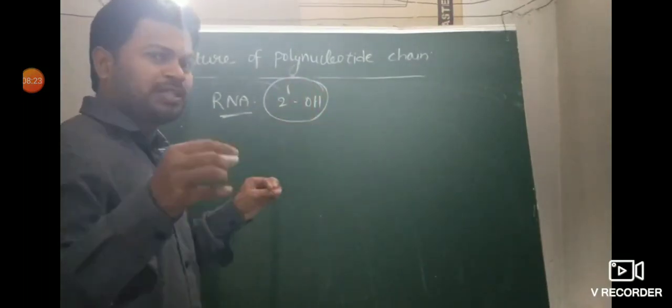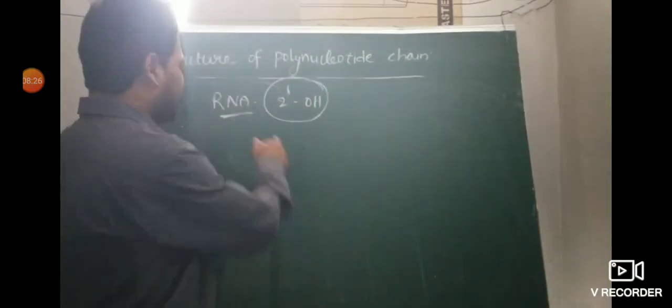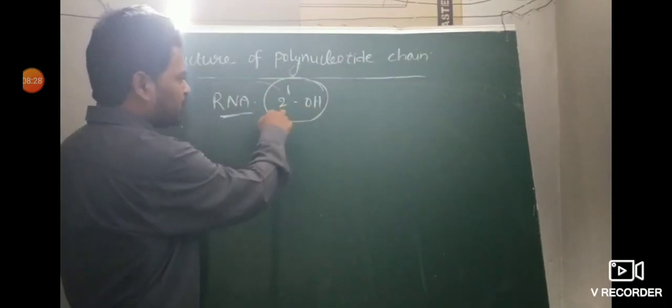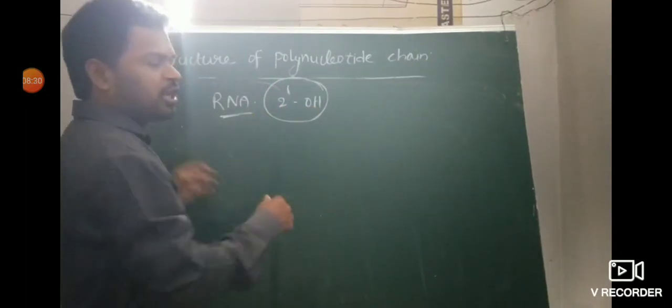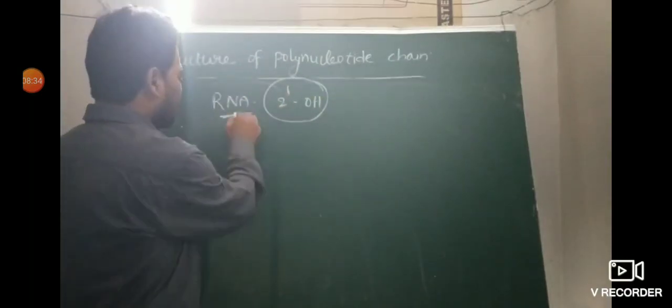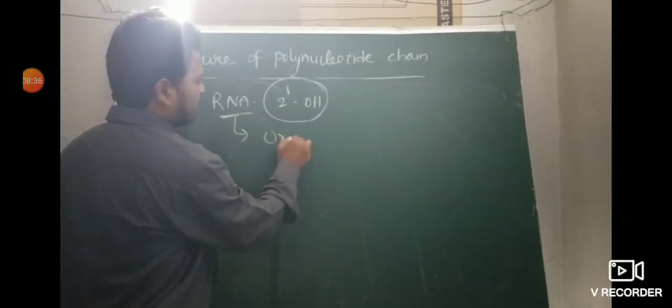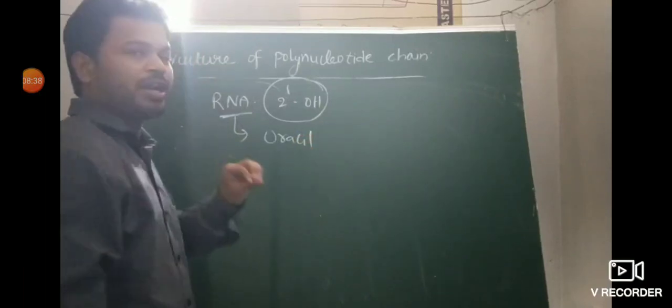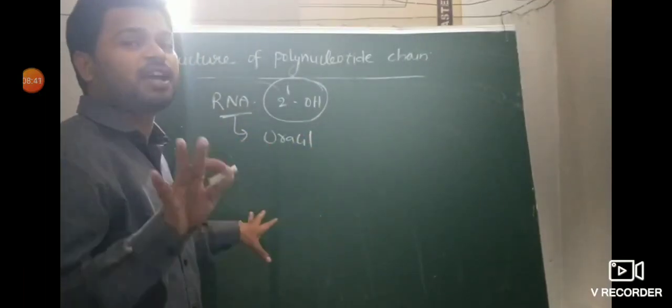Actually, one hydroxyl group is there, which gives the ability to join another nucleotide. But here an additional hydroxyl group is present on the second carbon in RNA. That's why it is more reactive and less stable. Not only that, in RNA uracil is present in place of thymine.